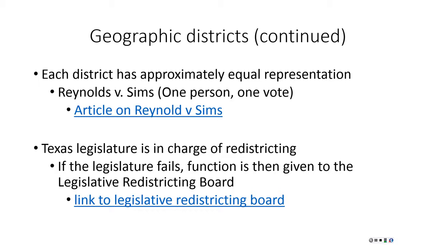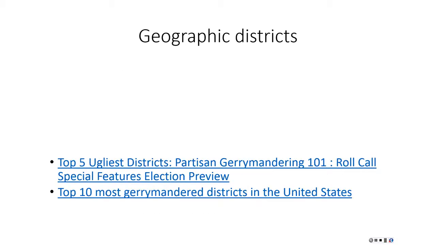So how do we deal with this? How do we decide how we're going to district? One of the problems when we're trying to decide how we're going to do this is something called gerrymandering. Gerrymandering is usually defined as drawing district lines for partisan political advantage.